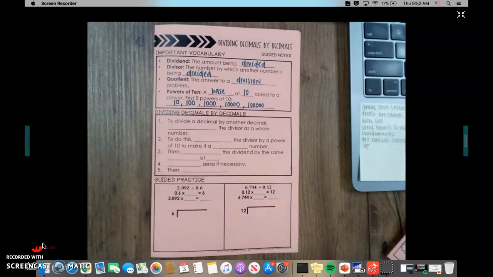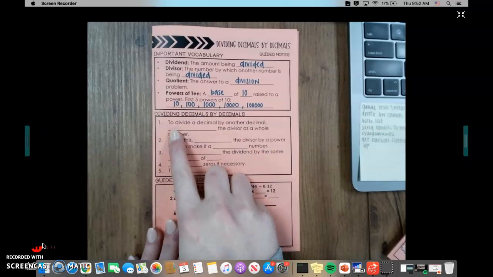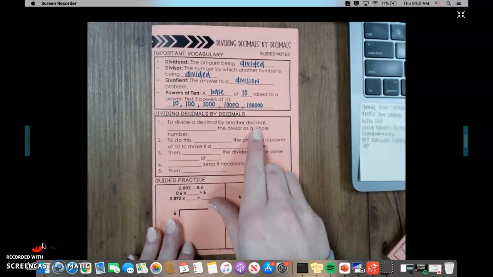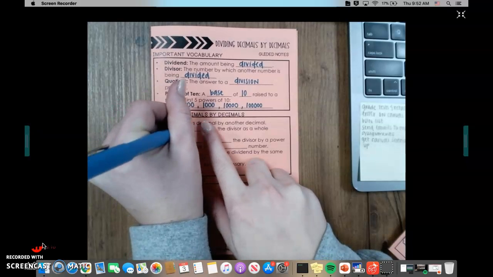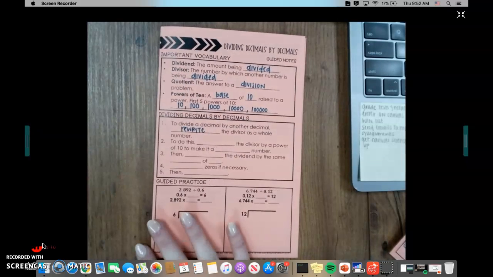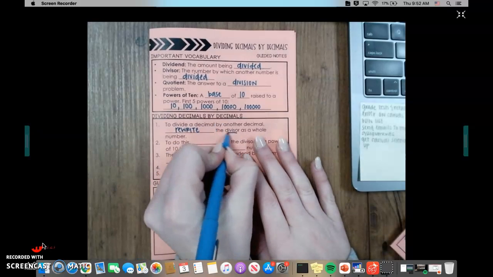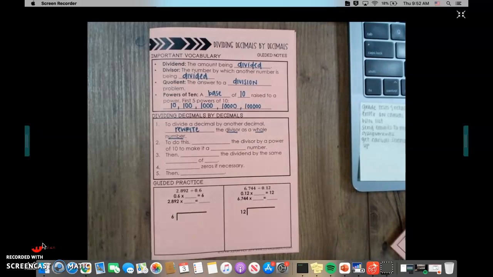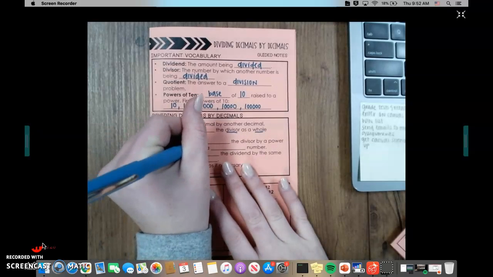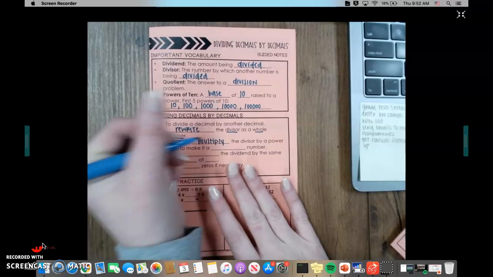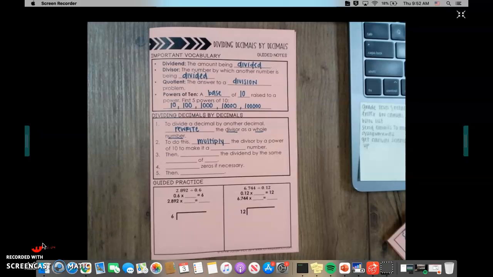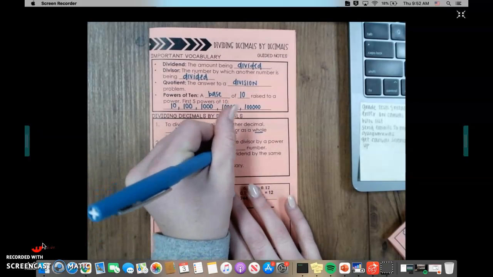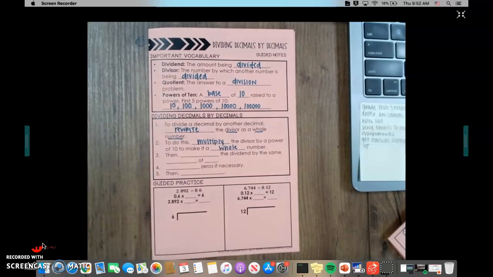All right. So dividing decimals by decimals, our first step is to divide a decimal by another decimal. We rewrite the divisor as a whole number. We have to rewrite the divisor as a whole number. And to do this, we multiply the divisor by a power of 10 to make it a whole number. And we just gave some examples of powers of 10, so you should be familiar with that.